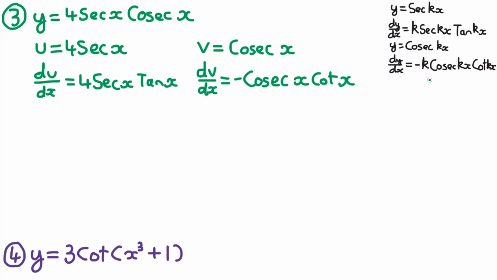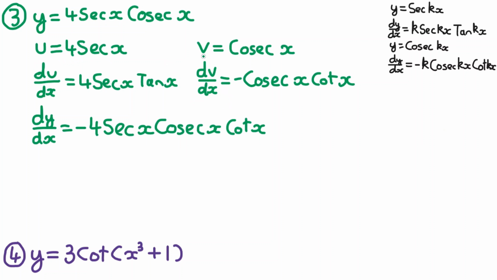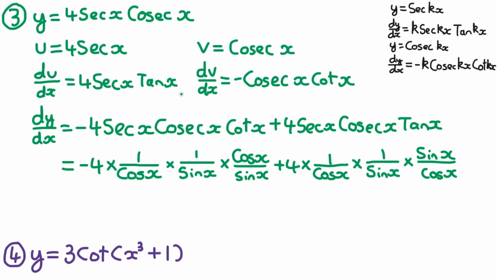And then if we call the cosec of x here v, then dv over dx is equal to, and if you differentiate cosec of x, you get minus cosec x cot of x, like this here. So dy over dx is equal to u multiplied by dv over dx, which is going to be this here, and then plus v multiplied by du over dx, which is going to be this here, like this. And we can do some simplifying on this if we write it in the sin and cos formats for the sec, cosec, cot and tan.